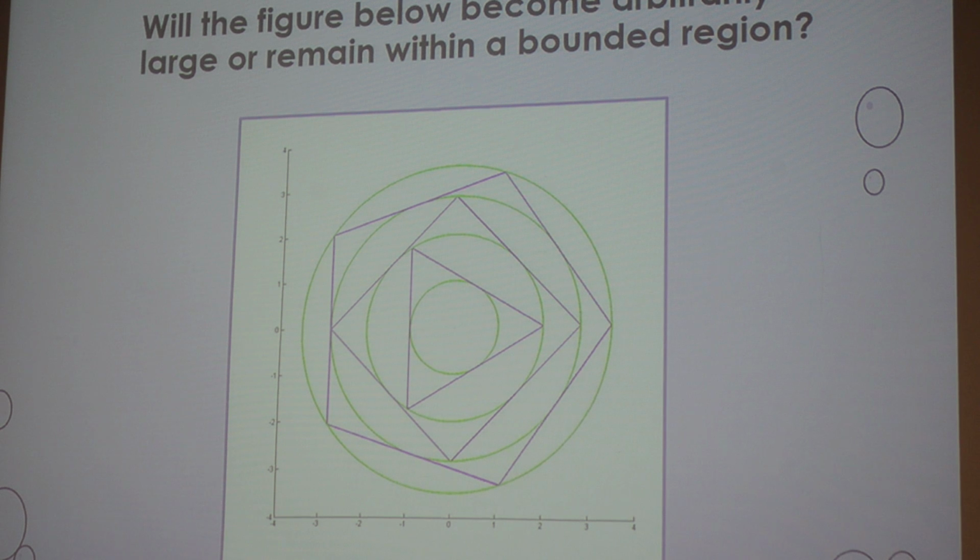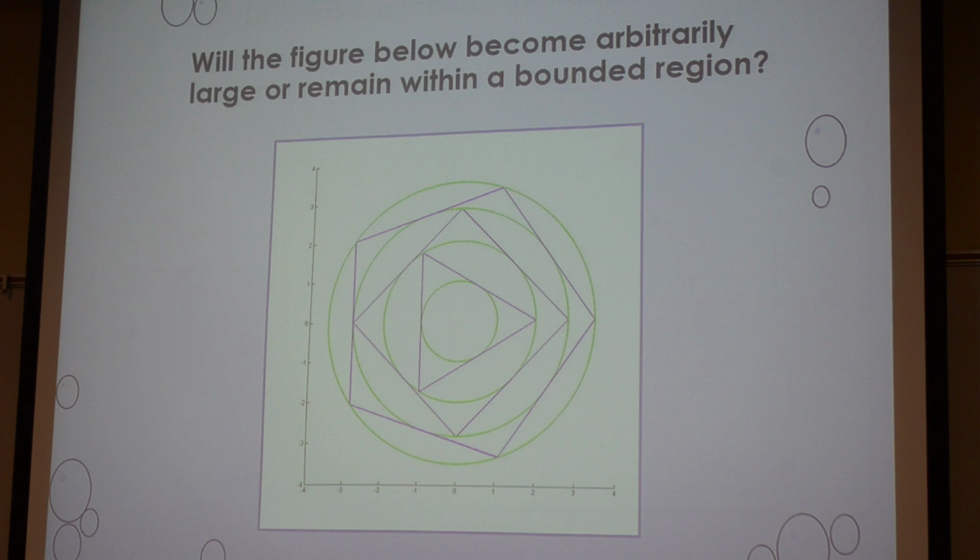So what do you think? Is it going to become an infinite number of the radius for the circle, or will it converge at some point? Let me prove it to you.